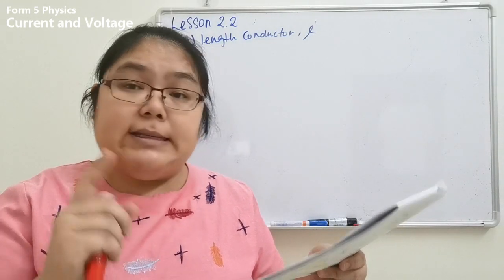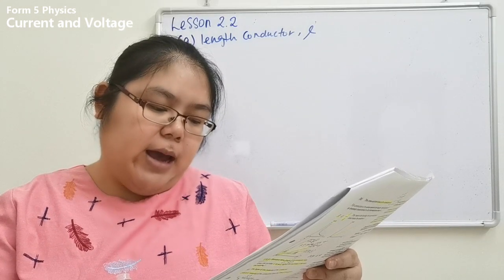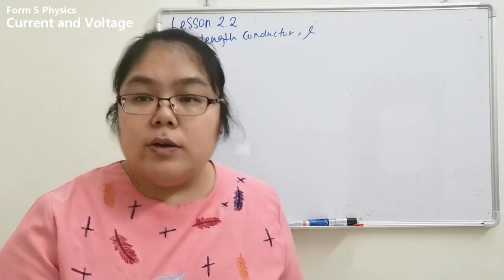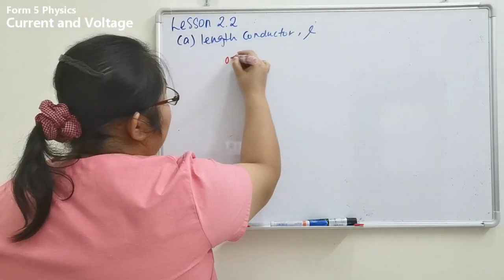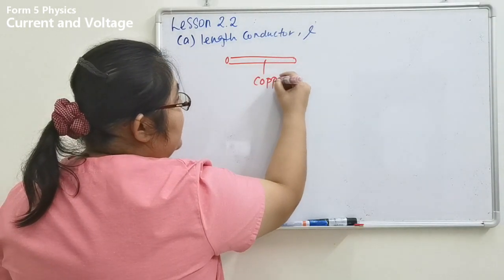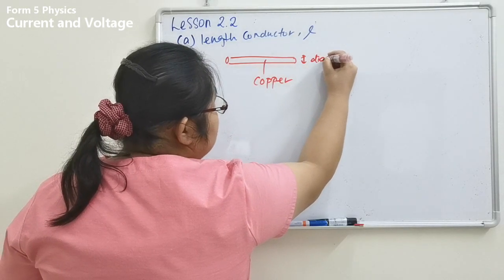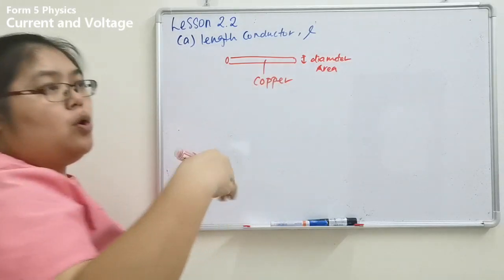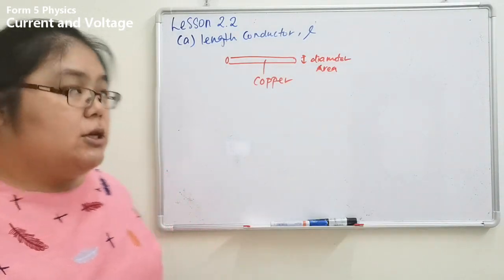For the conductor, for the same material, make sure the material is the same, the cross-sectional area and the resistance is directly related to its length. Two things are constant: number 1, the material, and number 2, the cross-sectional area. Example, this one is a wire, a copper wire, so the material is the same. Another one is the cross-sectional area, meaning the diameter, the area. The whole diameter and also the area of the whole wire is the same, never changes.